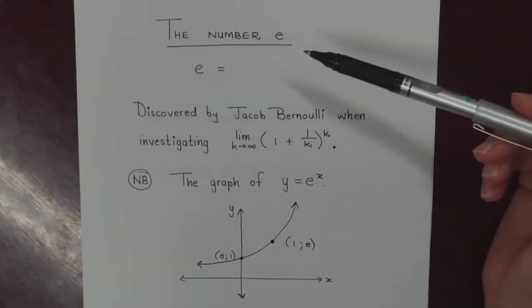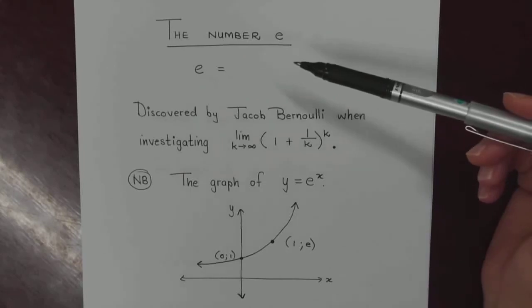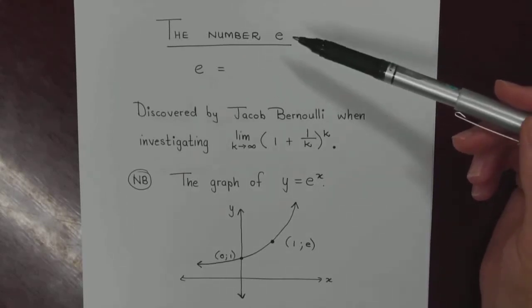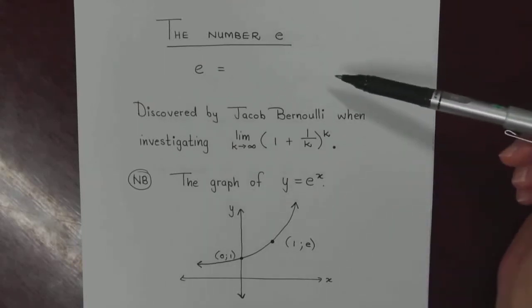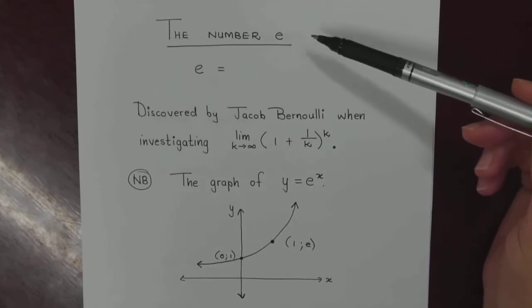Welcome to your next AP mathematics lesson, and this one specifically deals with the number e. So the number e is one of those numbers that is a constant like pi. Pi rounded off is 3.14.